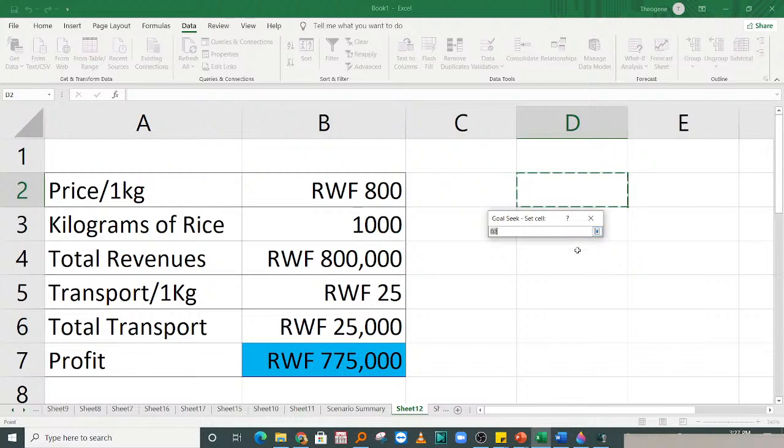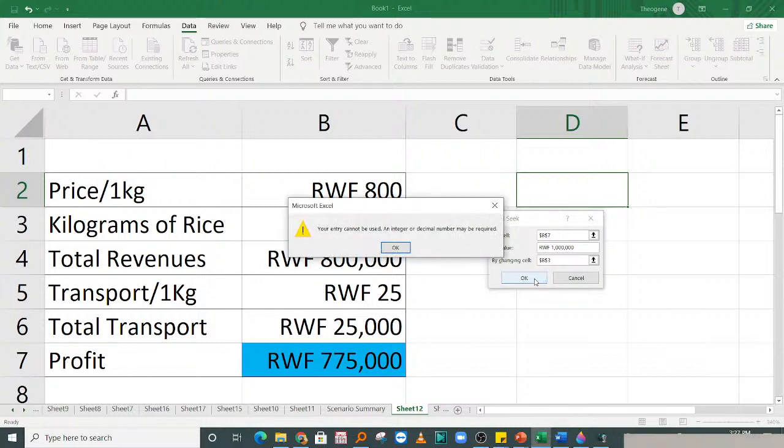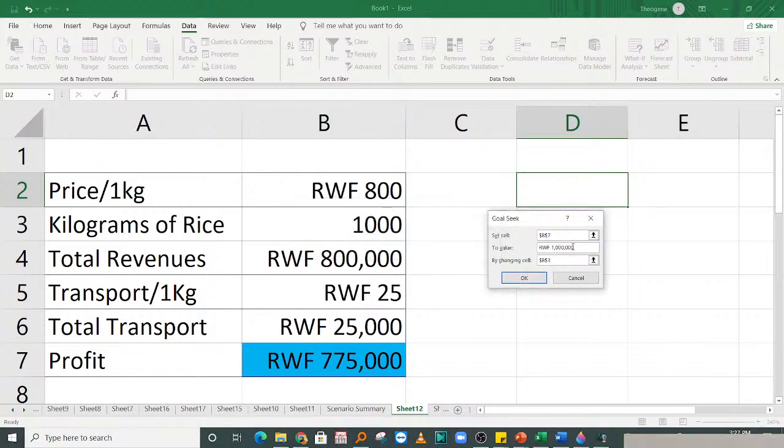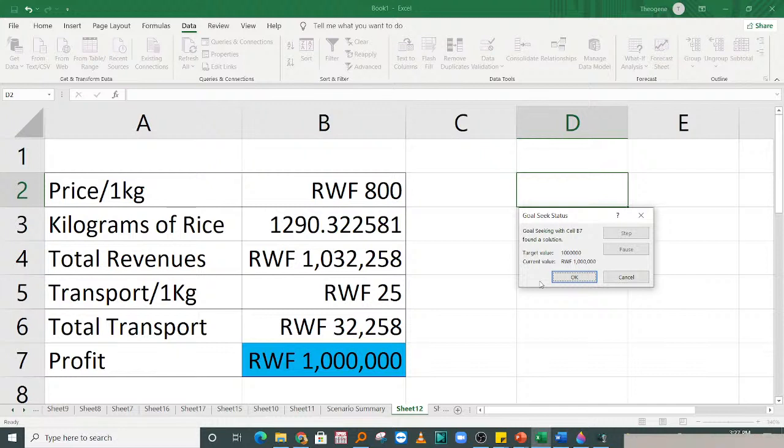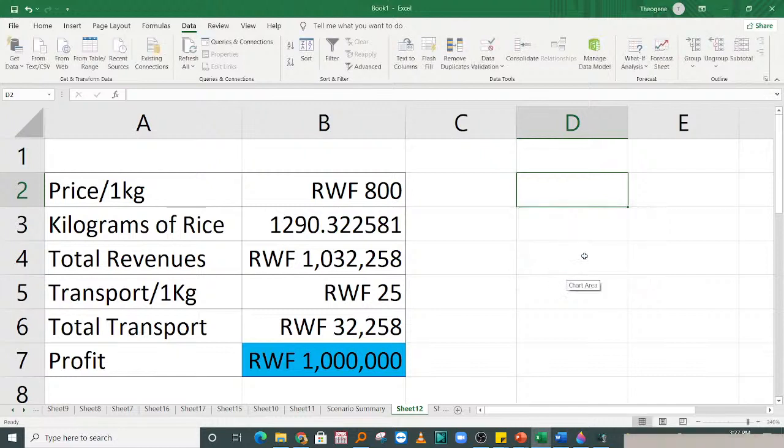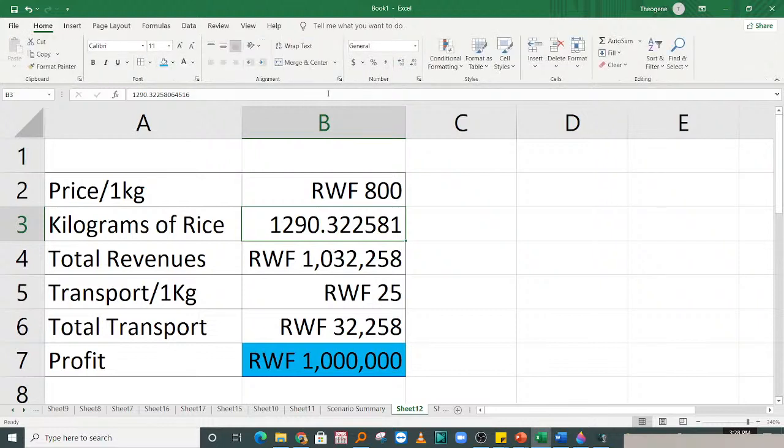Okay, the set value, it is this one, okay? That is the set value. I want to set it to 1 million, 1 franc by changing what? By changing the quantity, okay? Then I click, okay, they don't accept this one, 1 franc. Let me add this without units, okay? So you see, to obtain 1 million, I need 1,290 kilograms. You see, this is the quantity that I need.